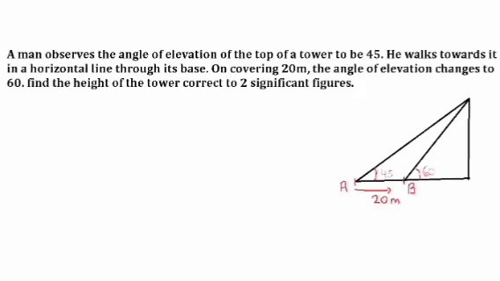Now we need to find the height of the tower. First I am taking the height of the tower as h and this base as x. I can take AB, here I can name it as C and this as D. So we have two triangles here. First I am taking triangle BCD.